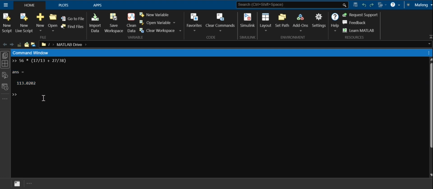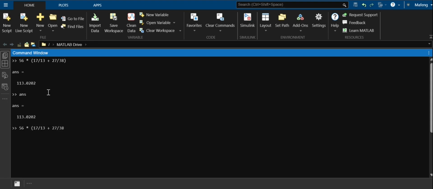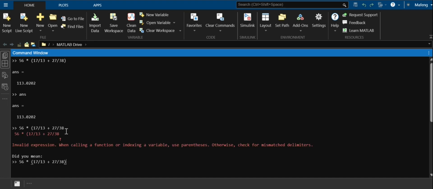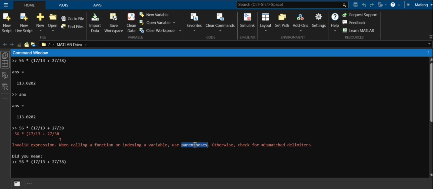standing for answer. So if I type out ANS and call it, this will give me that value, 113.0202. Okay, now what would happen if I didn't close the parentheses properly? If I left it open, I'll run into an error. MATLAB will identify it as an invalid expression when calling a function or indexing a variable. Use parentheses. So this was not properly closed, so MATLAB threw an error. Otherwise, check for mismatched delimiters.